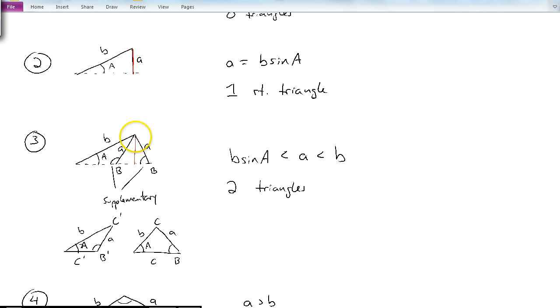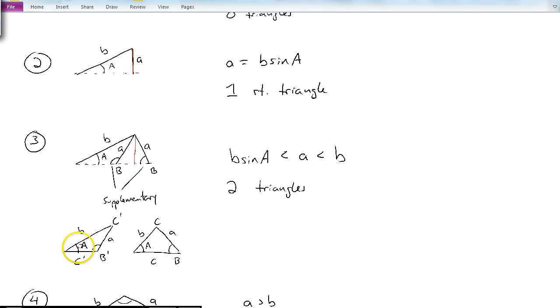Case 3. A is long enough to reach this side in two places. Okay, think of side A as like swinging on a pendulum. It's swinging on a pendulum like this, and it's going to intersect the dotted line in two places, and you can make two triangles in this case. So A is longer than H, but it's not as long as B. So when it swings, it actually intersects the dotted line in two places. And in this case, you make two triangles, and they would look like this.